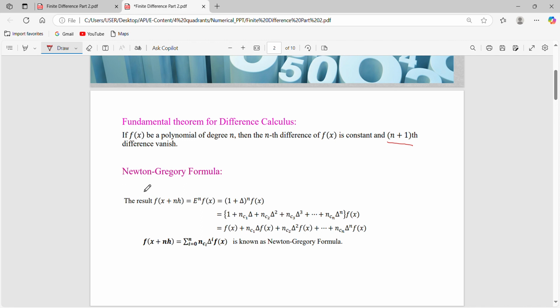So what is the Newton-Gregory formula? The result is f(x+n) is equal to E to the power n f(x), and that we can write as (1 + Δ) to the power n f(x). So (1 + nC1 Δ + nC2 Δ² + nC3 Δ³ + ... + nCn Δ^n) f(x). And that we can write in short form: f(x+n) is equal to the summation from i = 0 to n of nCi Δ^i f(x), which is known as the Newton-Gregory formula.